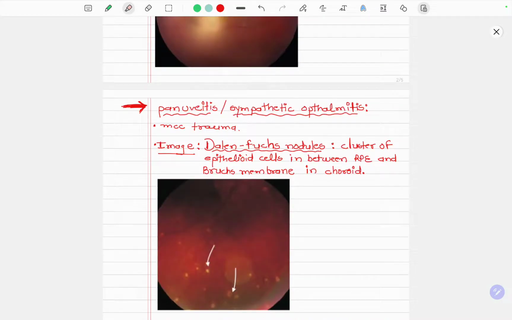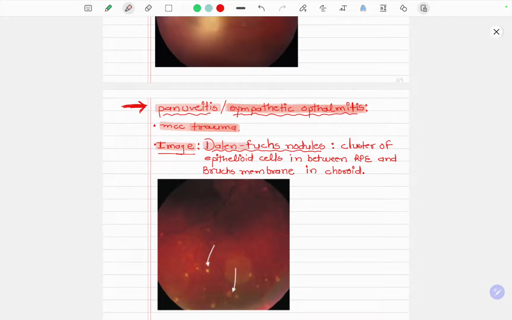So we are done with anterior uveitis, intermediate uveitis, and posterior uveitis. Now what we're going to do is panuveitis, the whole uvea. Panuveitis is also known by the famous synonym sympathetic ophthalmitis, and questions come framing sympathetic ophthalmitis itself. The most common cause of sympathetic ophthalmitis is trauma. On the image, what is the peculiar finding?